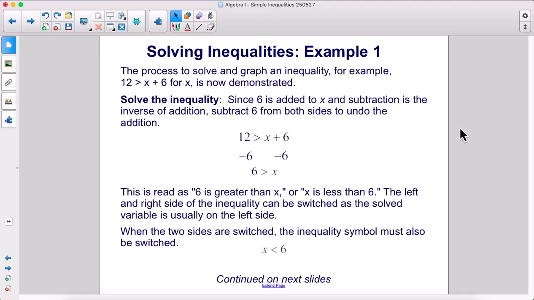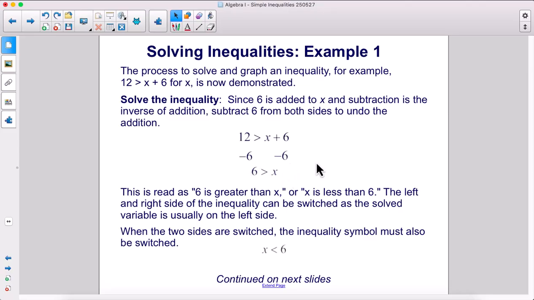The process to solve and graph an inequality, for example, 12 is greater than x plus 6 for x, is now demonstrated. To solve the inequality, since 6 is added to x and subtraction is the inverse of addition, subtract 6 from both sides to undo the addition. Therefore, we get 6 is greater than x. You could also say x is less than 6.